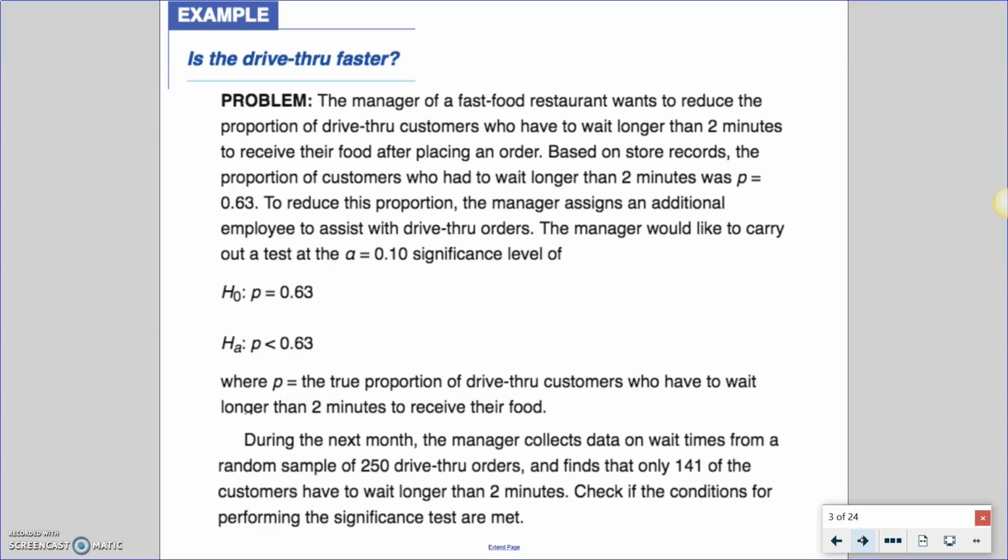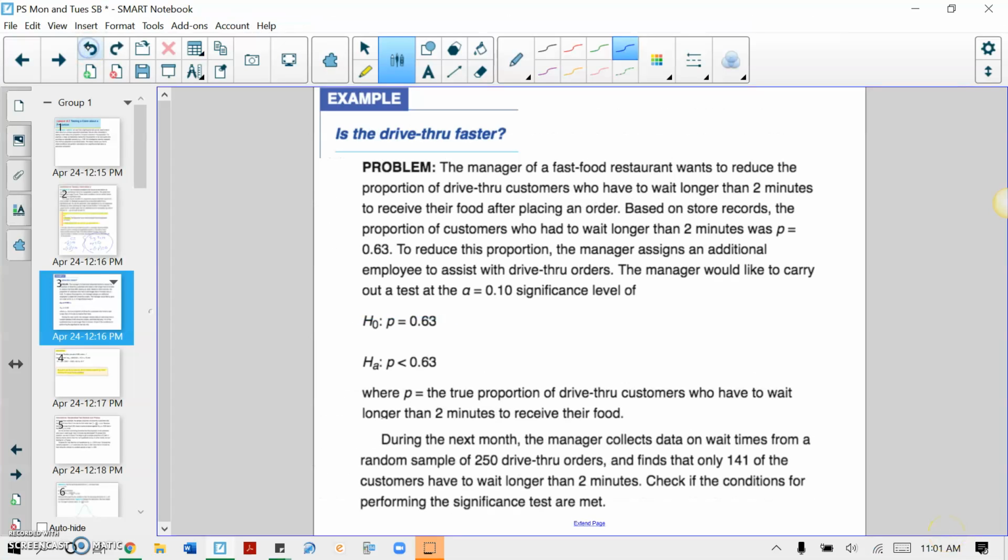So here's what's happening. So far, this is what's going on. About 63% of the time, the customers had to wait longer than 2 minutes. So the manager's saying, all right, I'm going to get another employee and see if we can reduce that. So now he's thinking that, with this new additional employee, it's going to be less than 63% now that have to wait that long.